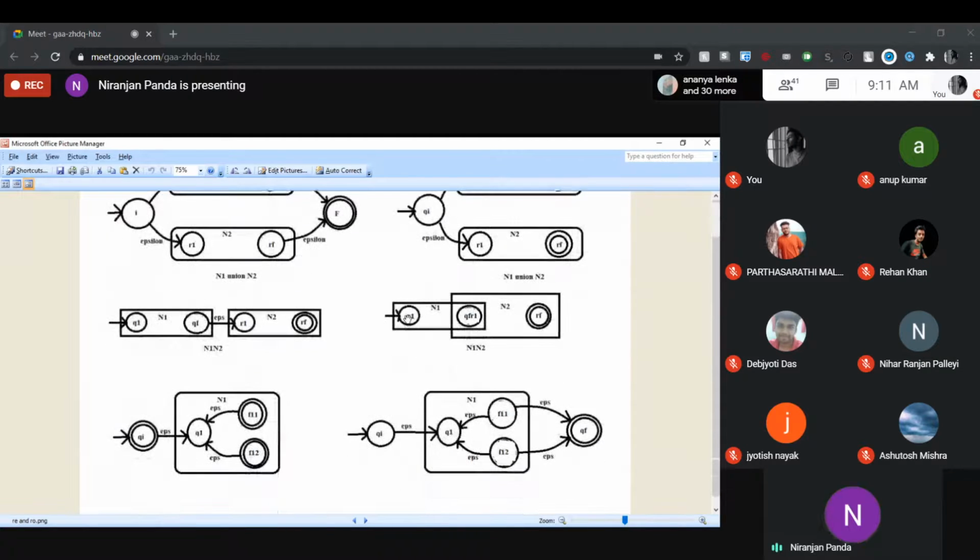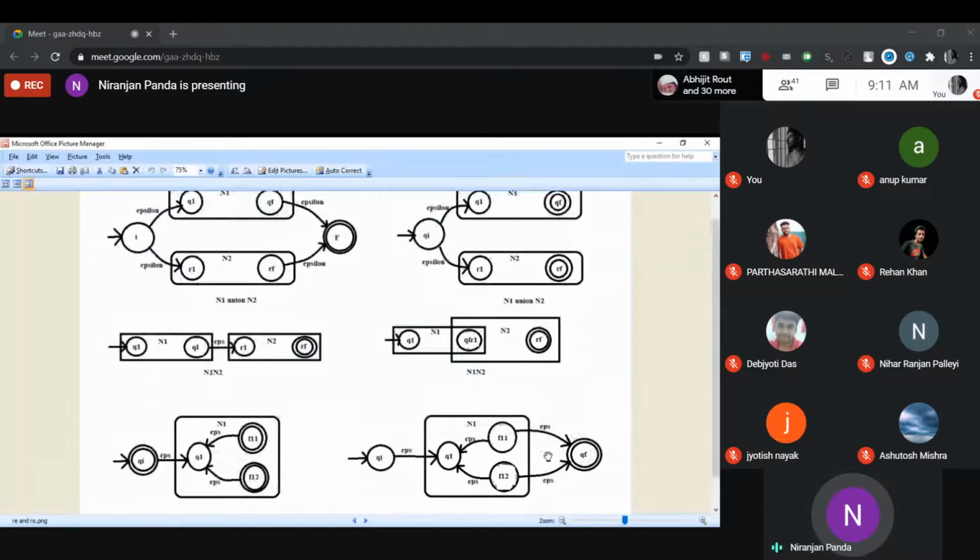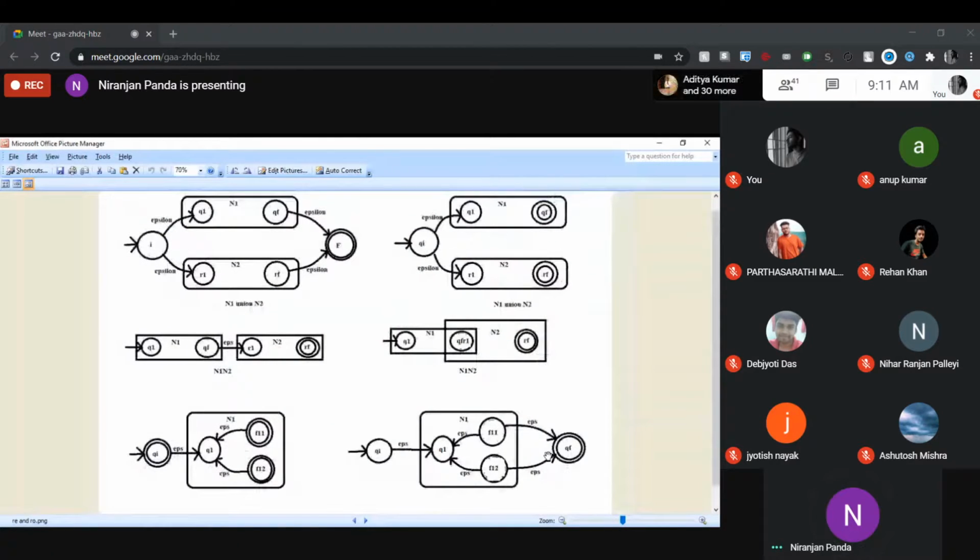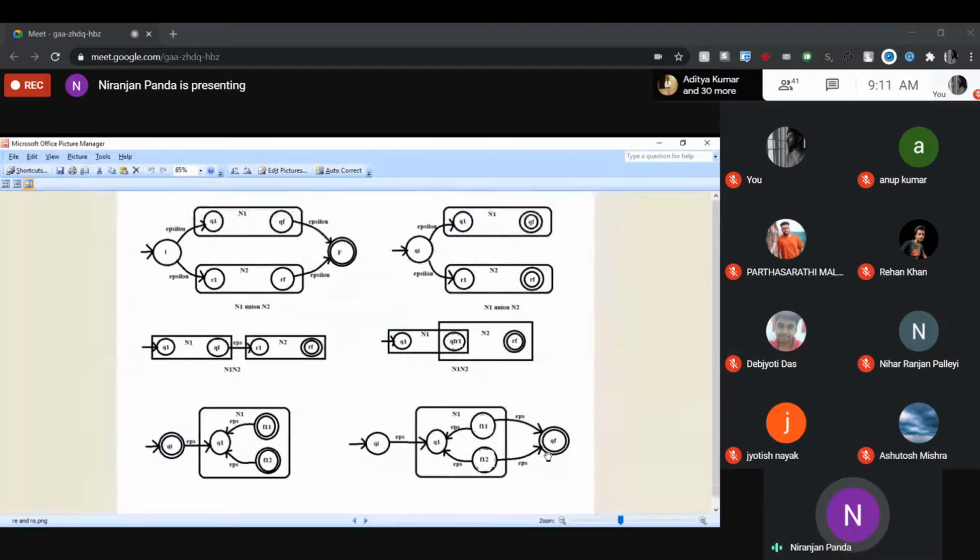That is the concept. Similarly, in the second case, here I have combined the final state of the first automaton with the initial state of the second automaton, and I have got this. And for the Kleene closure also, multiple final states are combined into a single final state with epsilon transition. These are the concepts that we discussed yesterday.